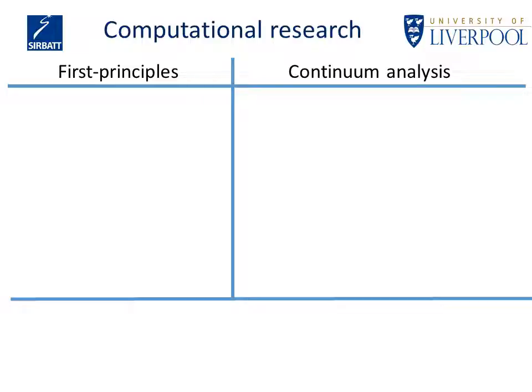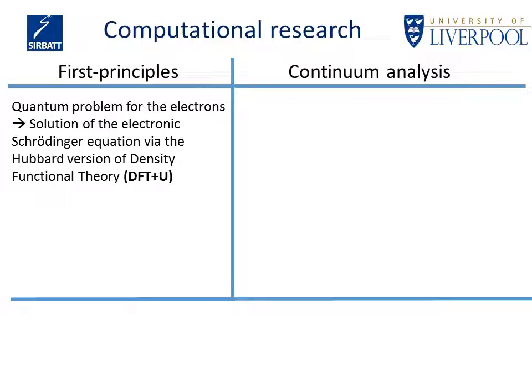Computational research involving lithium-ion batteries can be divided in two different approaches: the first principles approach and the continuum analysis approach. In the first principles approach, we need to solve the quantum problem for the electrons, because in this work package we have considered transition metal oxide materials. We have chosen to solve the electronic Schrödinger equation via the Hubbard version of density functional theory, often known as DFT plus U.